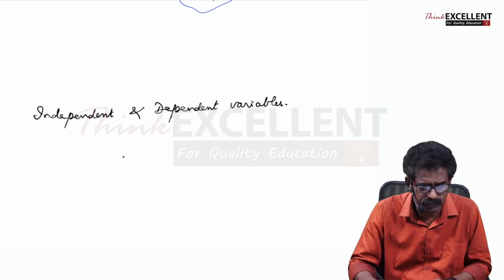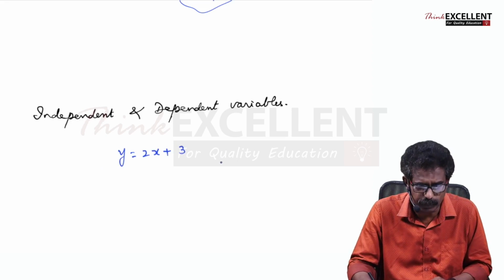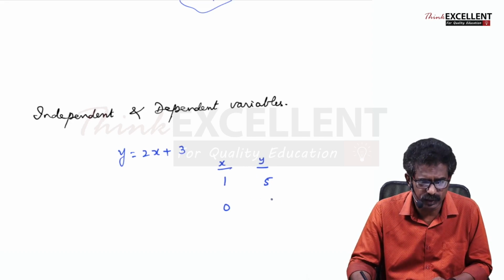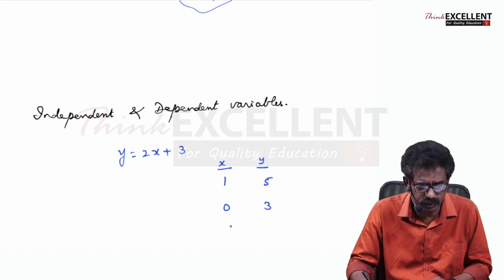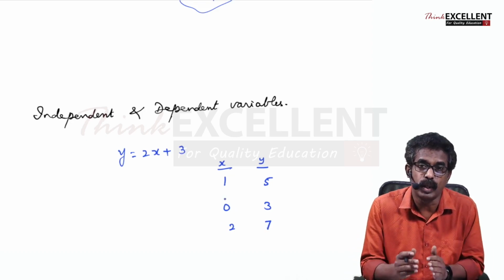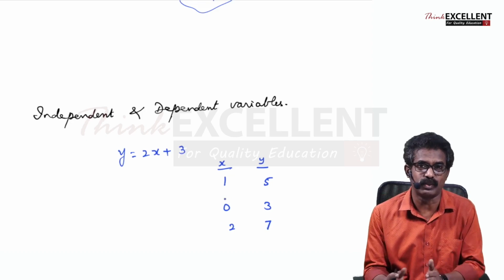For example, y equal to 2x plus 3. When I put x equal to 1, what is the y value? 2 into 1 is 2, plus 3 is 5. If I put x equal to 0, y is 3. If I put x equal to 2, 2 twos are 4, 4 plus 3 is 7. As x varies, y also varies. So y depends on x. When I change the x value, it affects y.